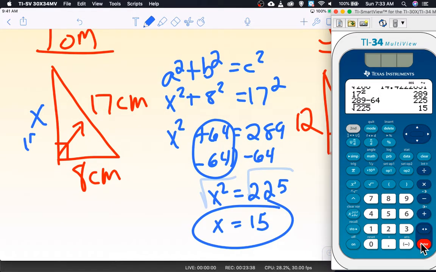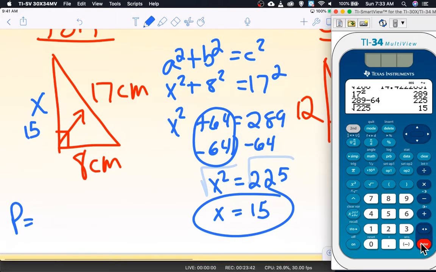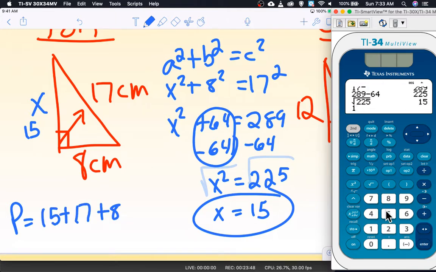So this side is 15, and I can find its perimeter now. The perimeter of Tom's triangle is what you get when you add all the sides together. 15 plus 17 plus 8 is 40 centimeters. So Tom's triangle has a perimeter of 40 centimeters.